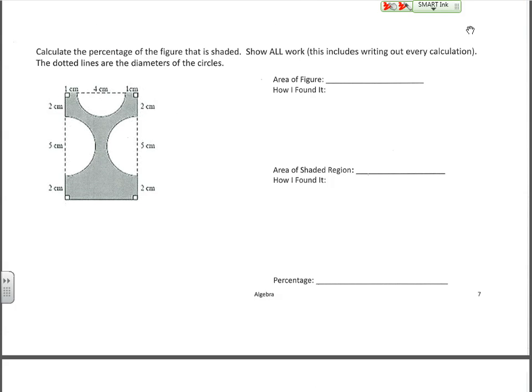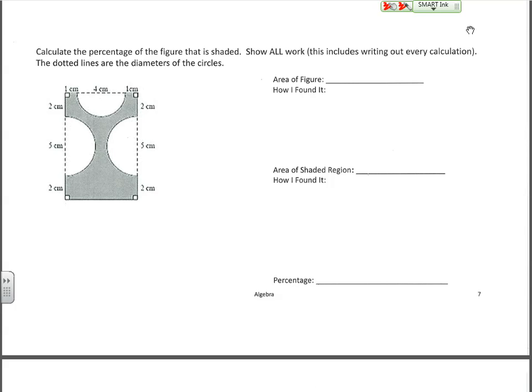Okay, what do we have here? We have a rectangle, and then we have 3 semicircles, 2 of which are congruent, the one on the left and the one on the right. So really together, they make a full circle. And our job is to find the area of that shaded section.